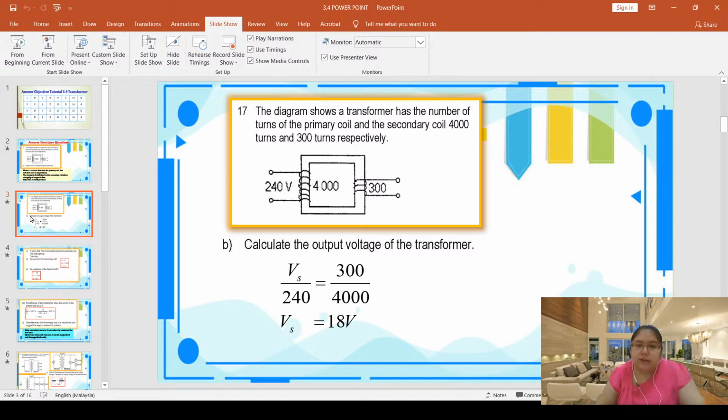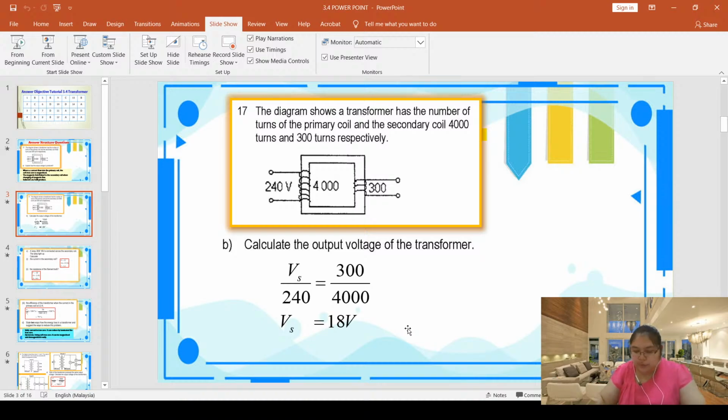Vs is what we want to find. The primary voltage Vp we know is 240. Then we find the secondary voltage, which is 18 volt. So this is a step down transformer. The voltage at the start is 240, and the final becomes 18 volt. So this is a step down transformer.